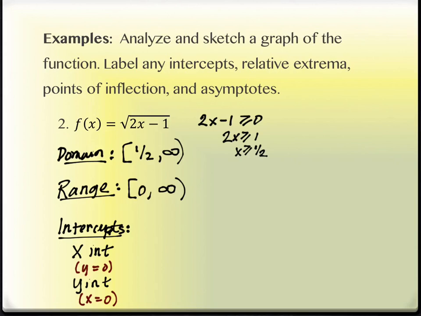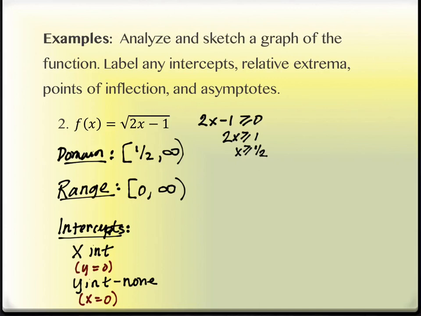I get -1 underneath a radical, which doesn't exist. So there is no y-intercept, right? Because when I try to let x equal 0, I get an imaginary number is what I really get. And imaginary numbers are not on our real number plane.